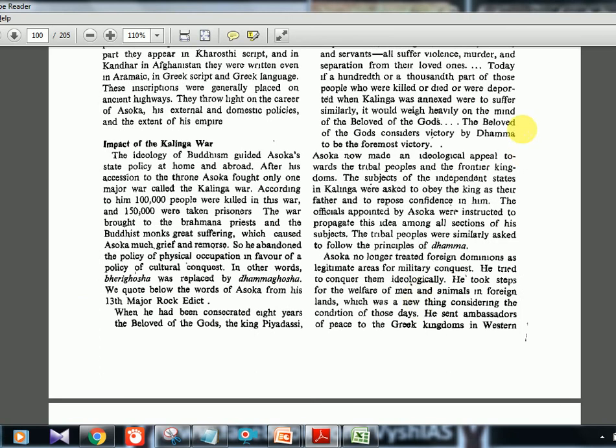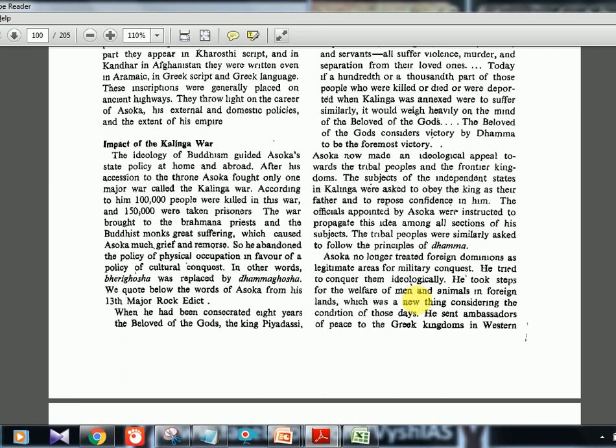Now Ashoka made an ideological appeal towards the tribal people and the frontier kingdoms. The subjects of the independent states in Kalinga were asked to obey the king as their father and to repose confidence in him. The officials appointed by Ashoka were instructed to propagate this idea among all sections of his subjects. The tribal people were similarly asked to follow the principles of Dhamma. So not only himself, he wanted to spread it to all the people under his kingdom. Ashoka no longer treated foreign dominions as legitimate areas for military conquest. He tried to conquer them ideologically. Earlier the kings would go and get more and more territories, and that is how they conquered places. But now it is ideological conquest, that is, capture the minds of the people and make them follow the right path in life.